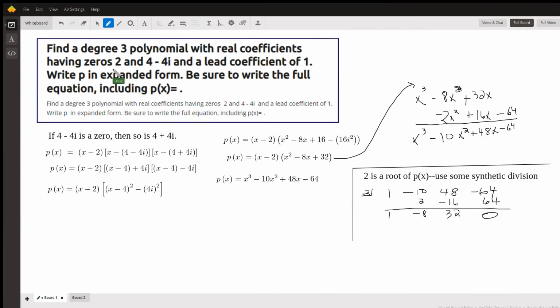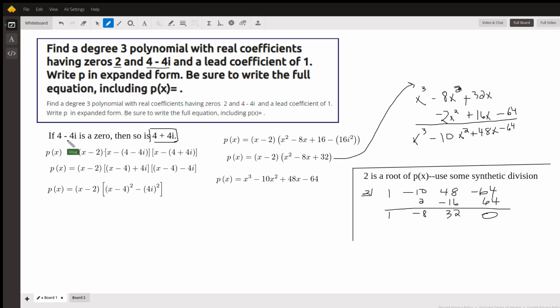Okay, you're given that some polynomial function has zeros at 2 and 4 minus 4i. And if 4 minus 4i is a root, then so is 4 plus 4i. That's called the conjugate. So complex roots come as conjugate pairs. And if 2 is a zero, then x minus 2 is a factor.